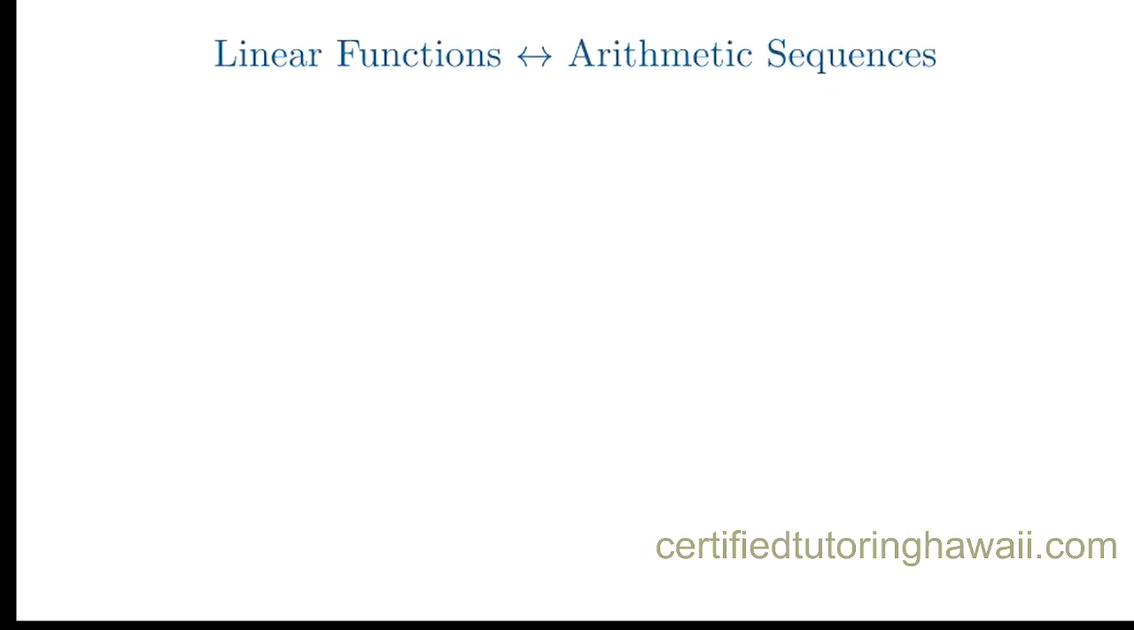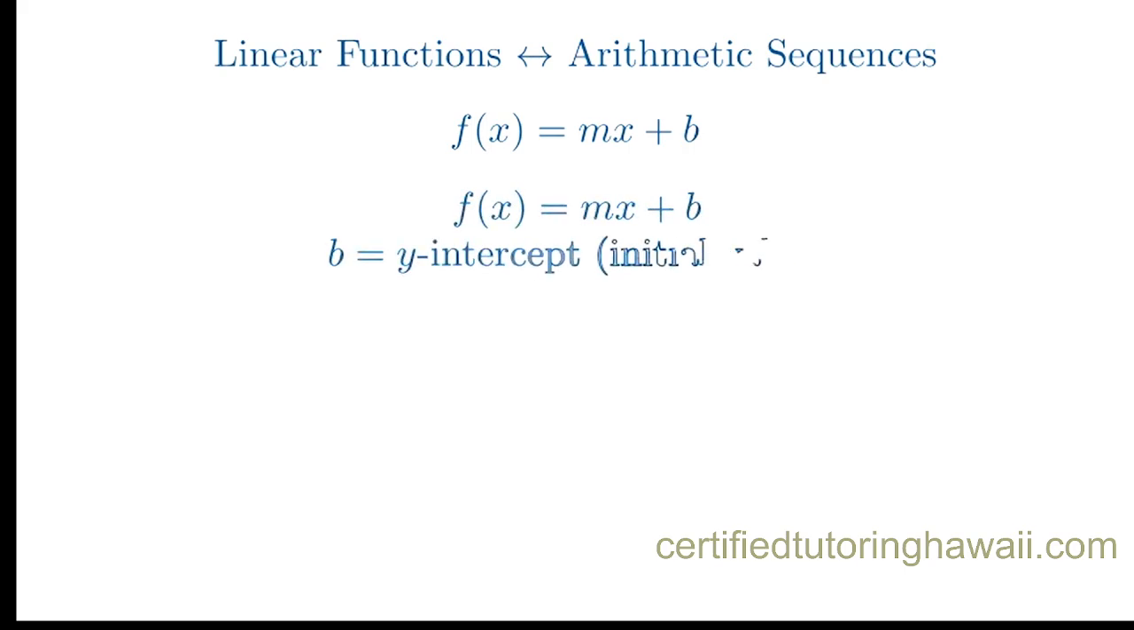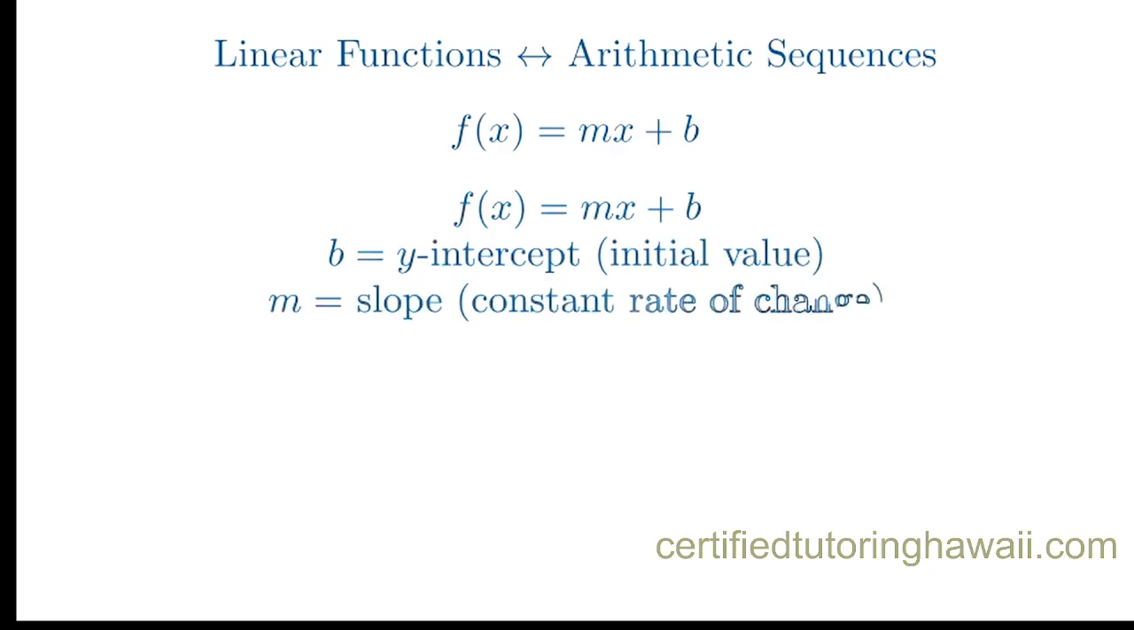Remember the standard slope-intercept form of a linear function? It's f of x equals mx plus b. This form tells us two things. b is the y-intercept, which is the initial value at x equals 0, and m is the slope, representing a constant rate of change. So, b is the initial value, and m is the constant rate of change.